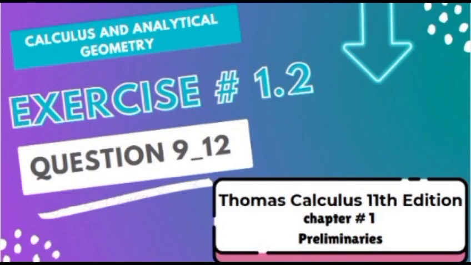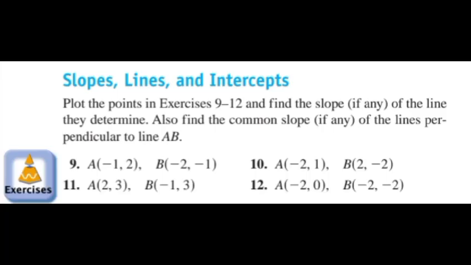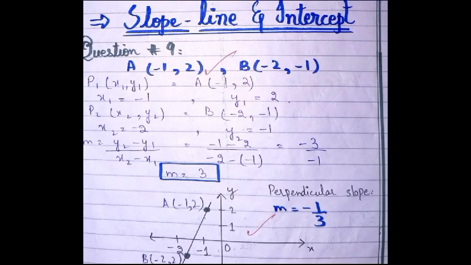So let's start chapter number 1, preliminaries, and exercise 1.2. Find the slope of the line they determine, if they have one, and also find the common slope perpendicular to the line AB. In question number 9, points A and B are given.